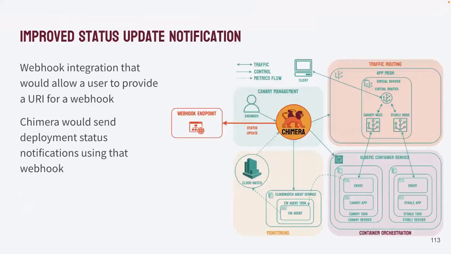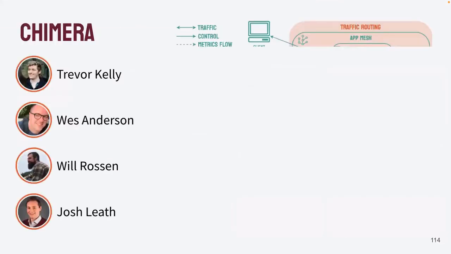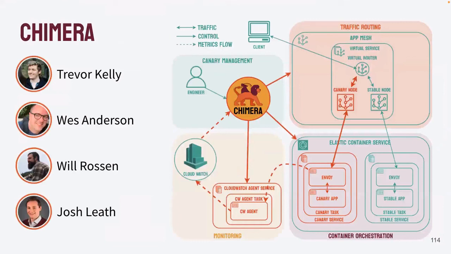Another feature we would like to add is webhook features to Chimera so that the user could provide a webhook URL, and that would allow Chimera to send deployment status notifications to that URL. And this would allow Chimera notifications to be sent to a Slack channel, for example, or some other tool that could keep the team updated on the status of the deployment. So that is Chimera. Thank you for attending the presentation, and we'd be happy to take any questions you have.